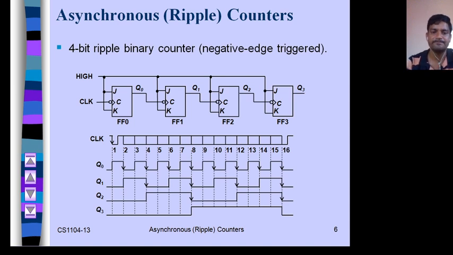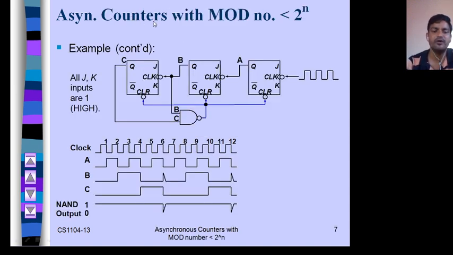Now we will see a synchronous counter, which we will design with modulus less than 2 to the power n. Means suppose if n equals 3 flip flops, the modulus will be less than 8, means mod 6, or you can say mod 5 or mod 7. Now what you need to do in this case, I am giving input from here, so this will be the LSB and this will be the MSB.